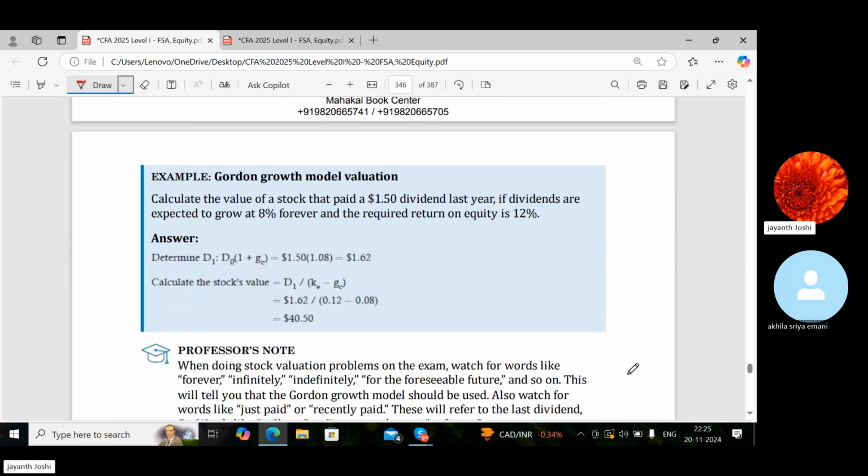So let's do a question here and finish this. There is a dividend of 1.50 last year, and it is going to grow at the rate of 8%. So 1.50 into 1.08 gives you 1.62, and that we discount with 12%, and also adjust for the growth factor. So we get 40.50 as the stock value. Okay, please go to this question.